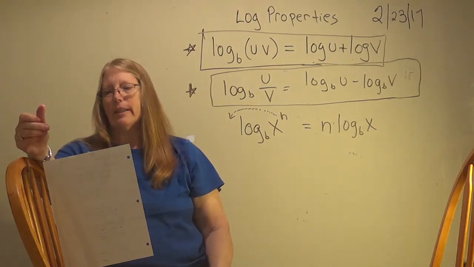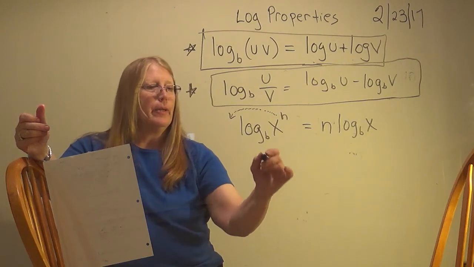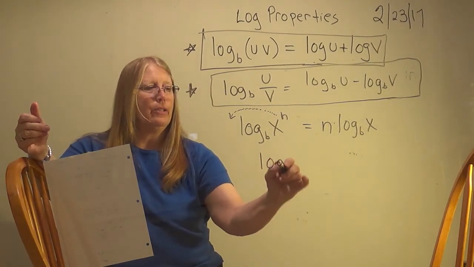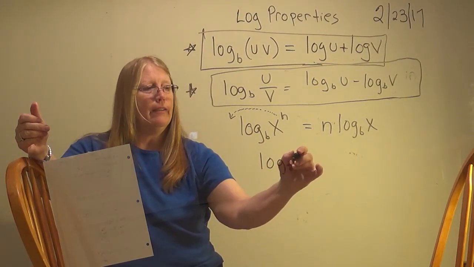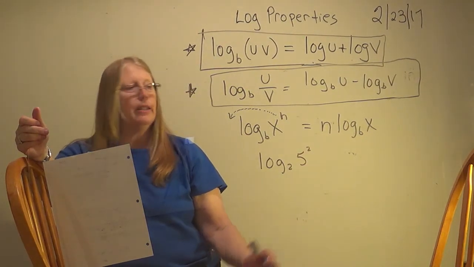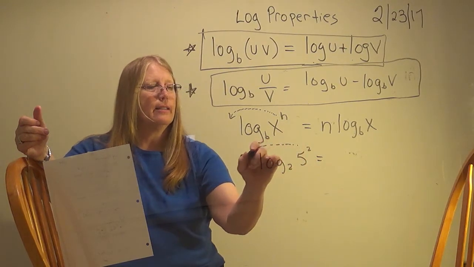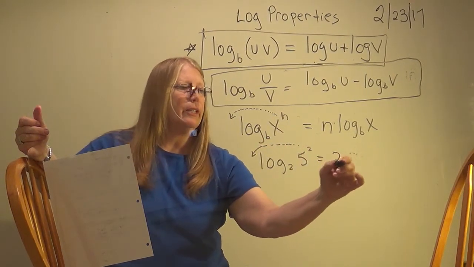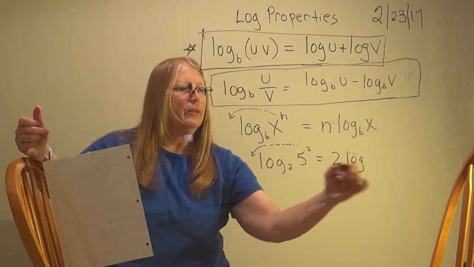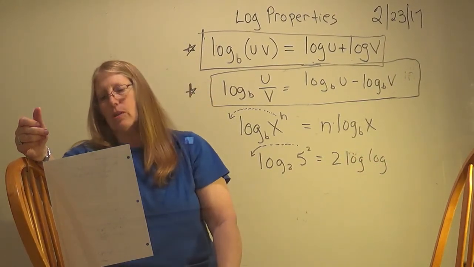Let's show an example where that's true. So, suppose I start with log to the base 2 of 5 squared. So, I want to know, can that 2 run down in front? And we get an equivalent expression. So we would have 2 log to the base 2.